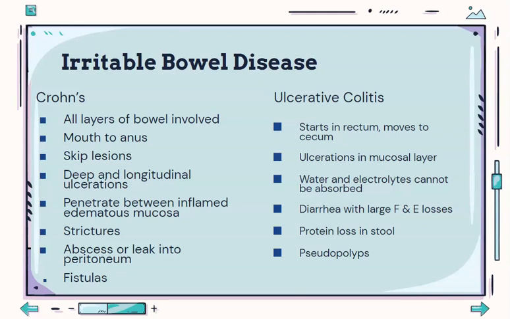With ulcerative colitis, it usually starts in the rectum and moves inward towards the cecum. It has ulcerations in the mucosal layer. These ulcerations can bleed, so that's going to be your biggest difference. This impacts water and electrolytes being able to be absorbed in the GI tract. They can have lots of diarrhea with large fluid and electrolyte losses. The difference between ulcerative colitis and Crohn's is ulcerative colitis is mostly diarrhea, where Crohn's really can alternate between diarrhea and constipation, but you'll see the bloody diarrhea with ulcerative colitis.